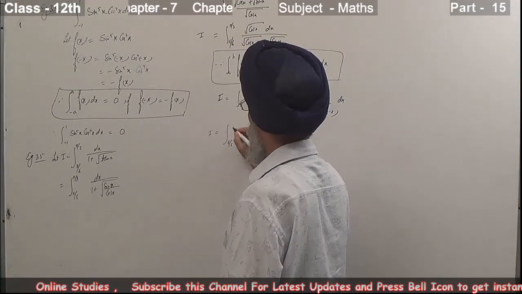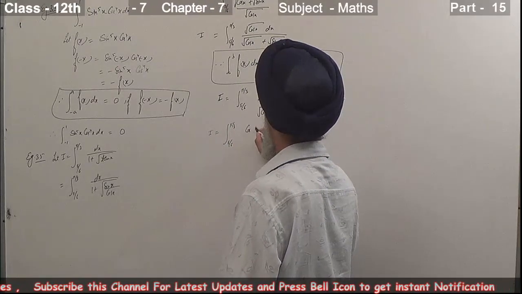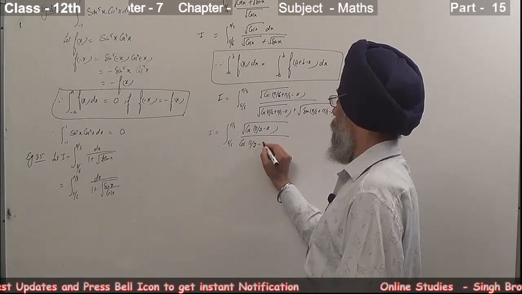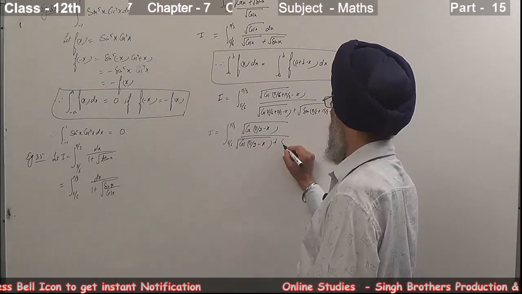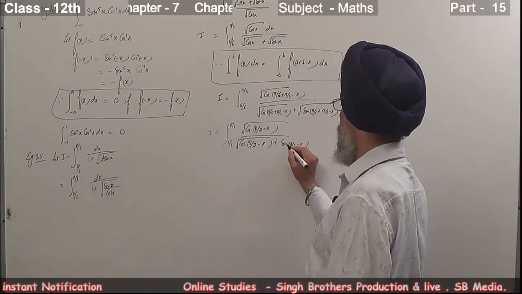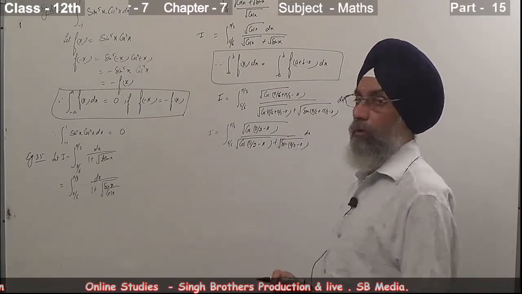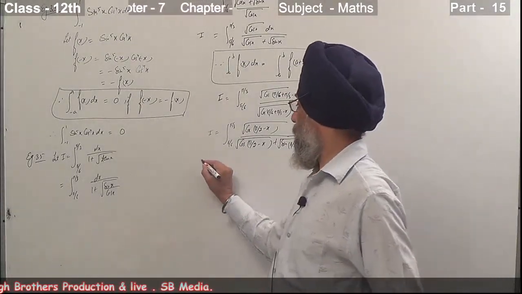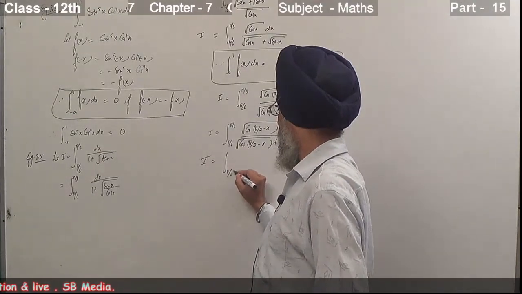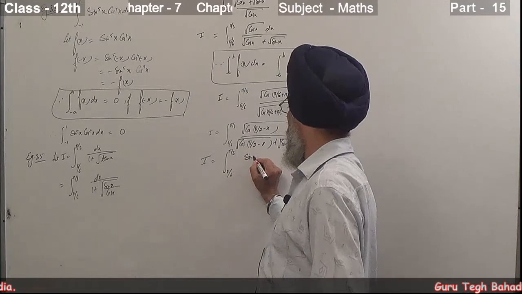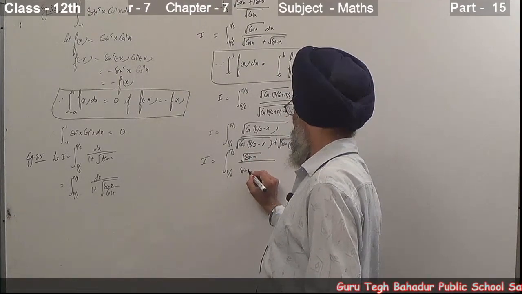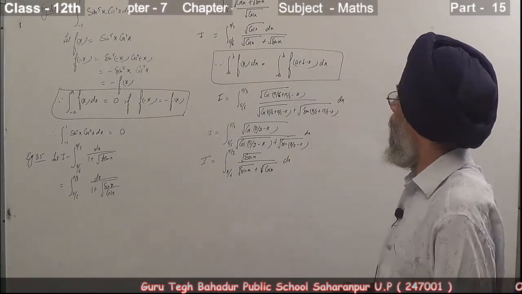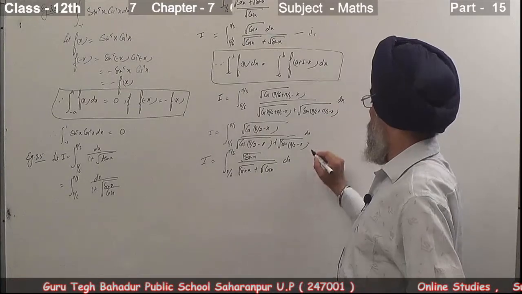It is the integral from pi by 6 to pi by 3 of square root of cos of pi by 2 minus x upon the square root of cos of pi by 2 minus x plus square root of sin of pi by 2 minus x. Now cos of pi by 2 minus x is sin x and sin of pi by 2 minus x is cos x. So I is equal to the integral from pi by 6 to pi by 3 of square root of sin x upon square root of sin x plus square root of cos x in the denominator. Okay, here the first one is the original, and this is the second.